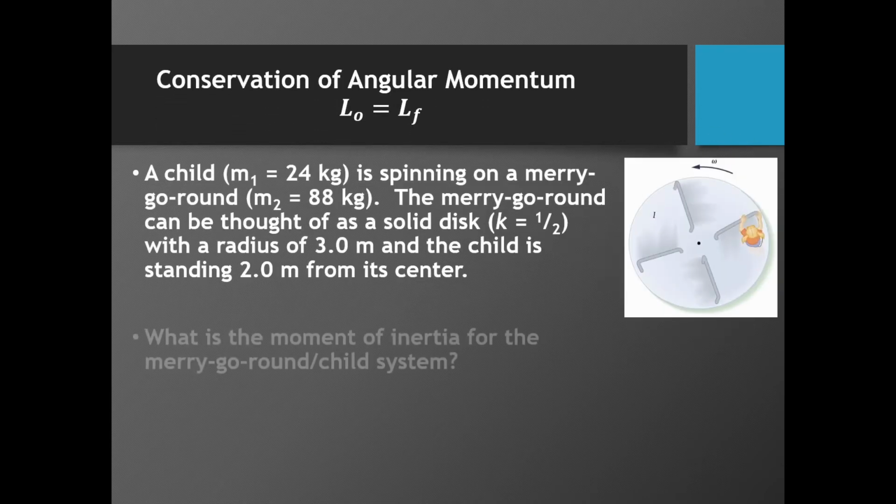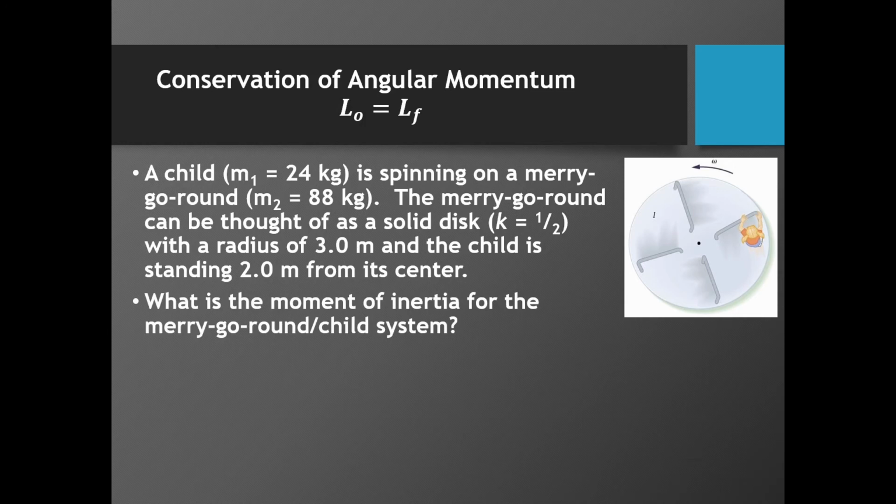All right, so in this example, it says a child that is 24 kilograms is spinning on a merry-go-round that has a mass of 88 kilograms. The merry-go-round can be thought of as a solid disc with a radius of 3 meters, and the child is standing 2 meters from its center. Okay, so what's the moment of inertia of the merry-go-round and child system?